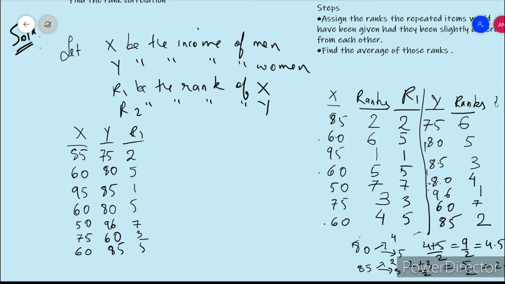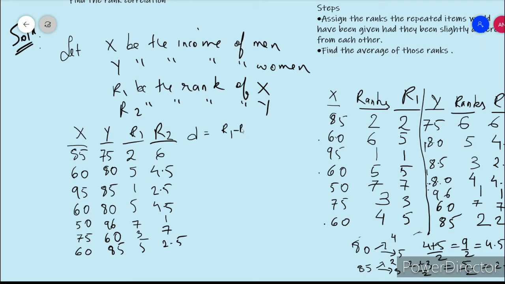So your R2 or average, your R2, which is the rank of Y, after we've calculated the average ranks for the repeated items, will now look like this: 4.5, 2.5, 4.5, 1, 7, and 2.5. So now we rewrite the R2 values over here. I have 6, 4.5, 2.5, 4.5, 1, 7, 2.5. So now we go on to calculate the value of D.